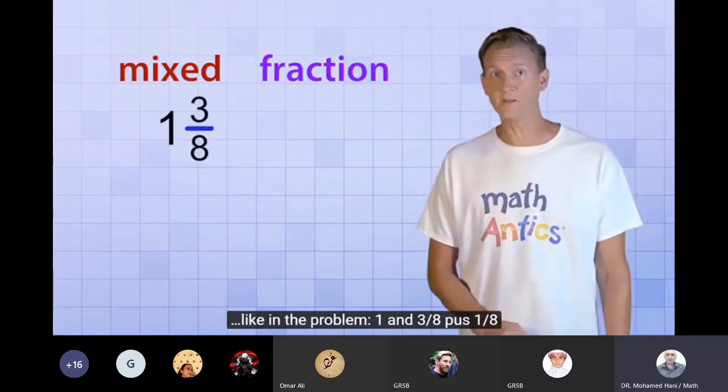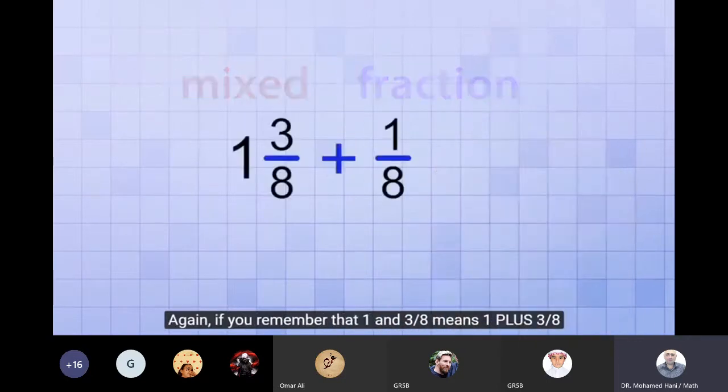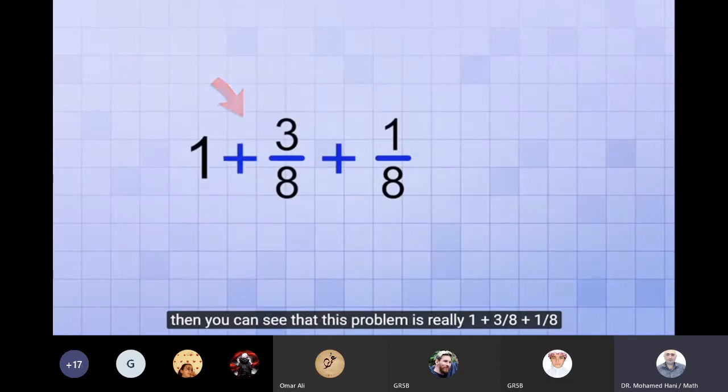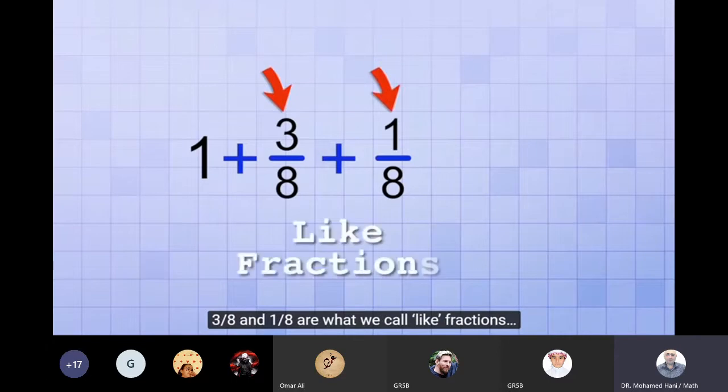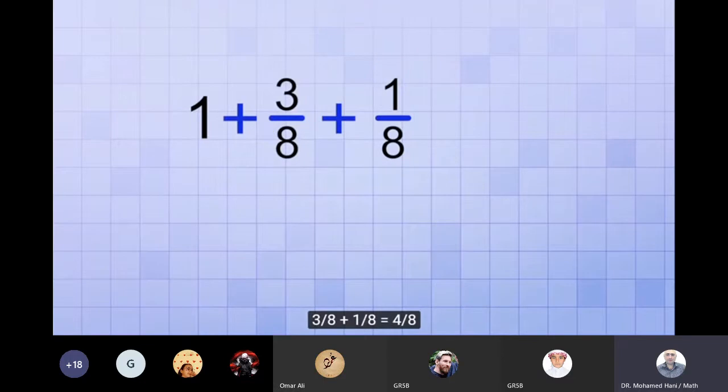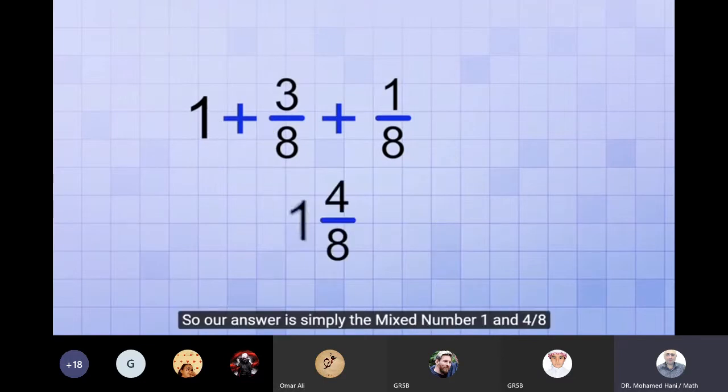Okay, but what if you need to add a mixed number to a fraction, like in the problem 1 3/8 plus 1/8? Again, if you remember that 1 3/8 means 1 plus 3/8, then you can see that this problem is really 1 plus 3/8 plus 1/8. That looks pretty easy also. 3/8 and 1/8 are what we call like fractions. They have the same denominator and can be added easily. 3/8 plus 1/8 equals 4/8. So our answer is simply the mixed number 1 4/8.